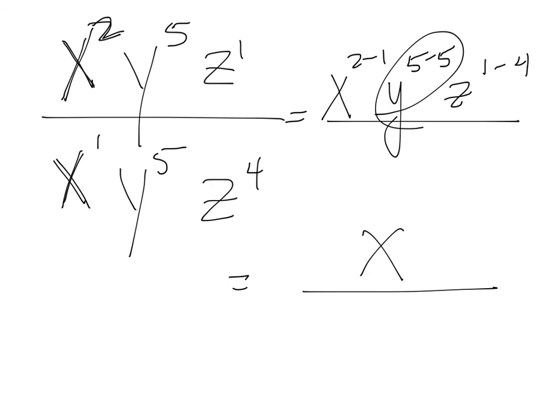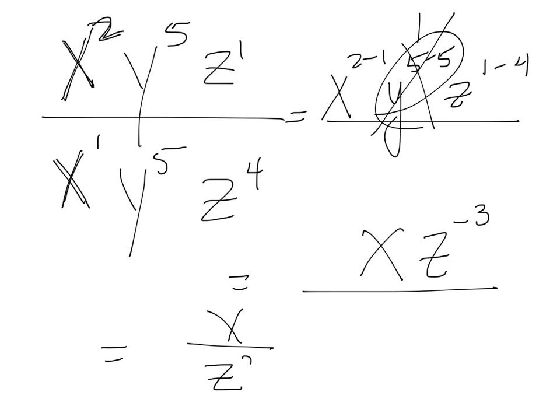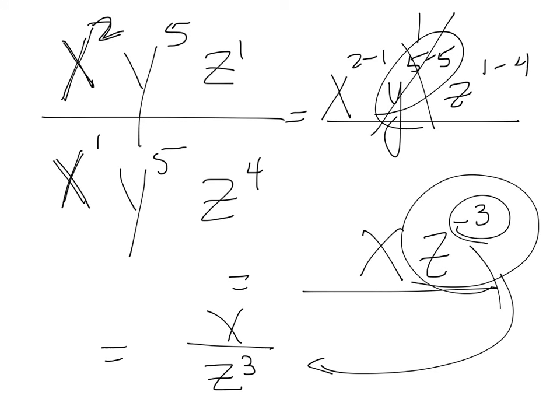What's y to the 0 power? It's gone. It leaves us with a 1. And what's z? That's going to be a z to the negative 3rd, but I don't want it there. I've got to write it in the denominator, and it becomes positive 3. So I took this part downstairs, down to the bottom of the fraction, and the negative exponent became positive.